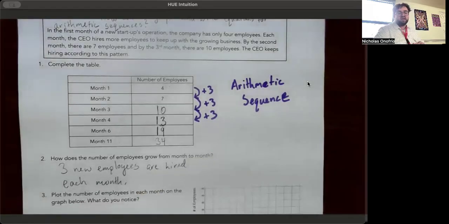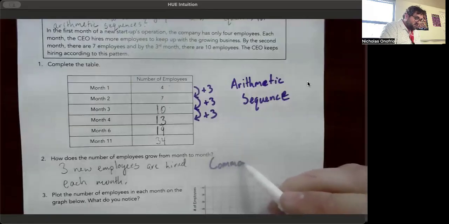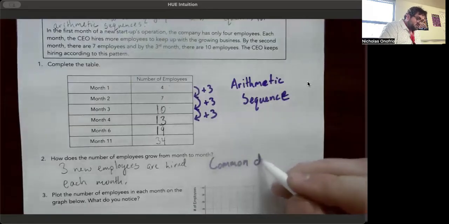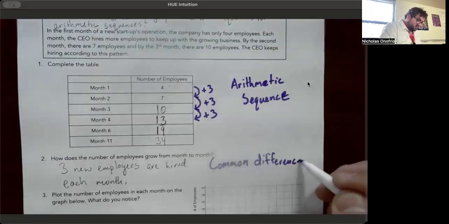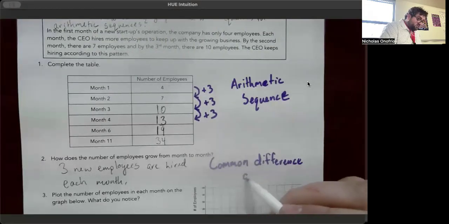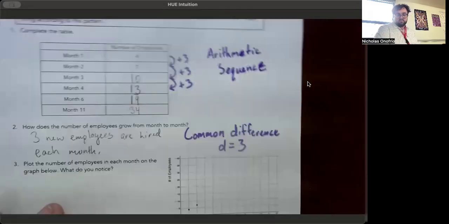We have a special name for this plus 3. This plus 3 is what's known as our common, meaning the same, difference. We say our common difference, or our D value, is equal to 3.